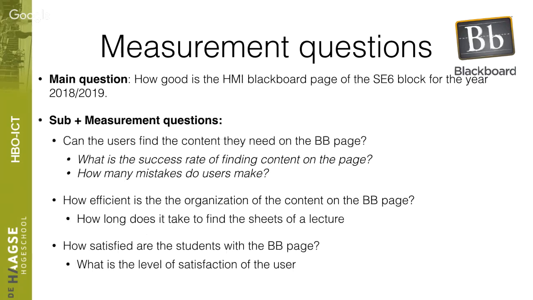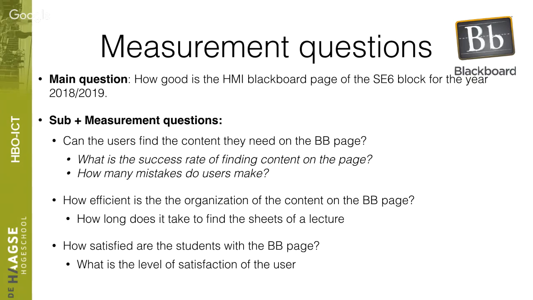So can the users find the content they need? What is the success rate? Exactly what you said. And how many mistakes? So the measurement we're going to take is the mistakes that people make when they're attempting to do something. How many times do they deviate away from the path? Exactly, exactly. Yes.